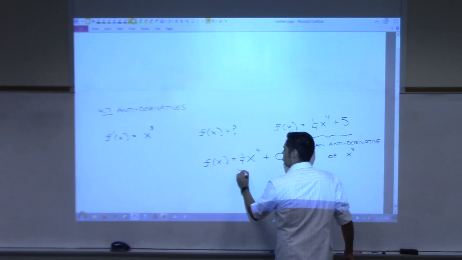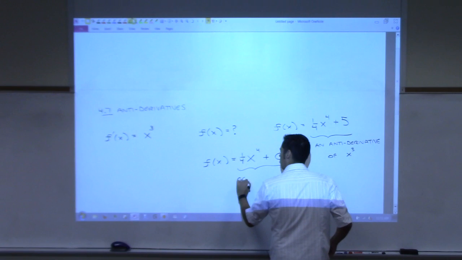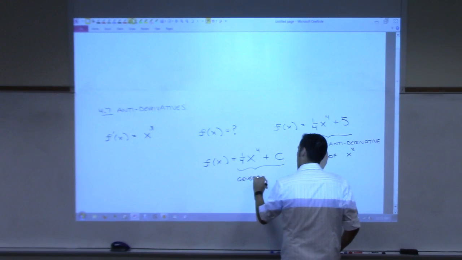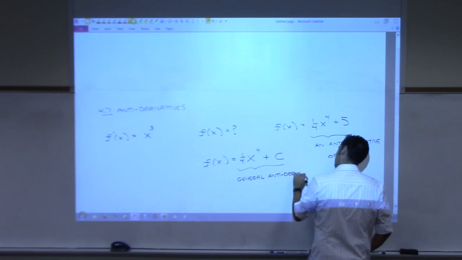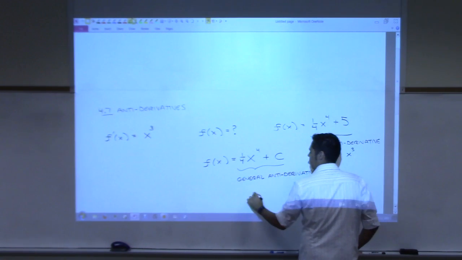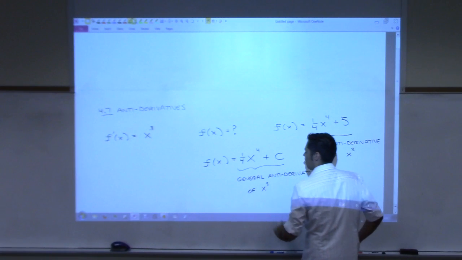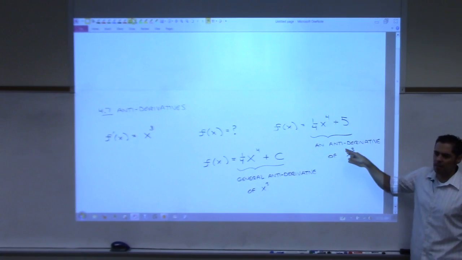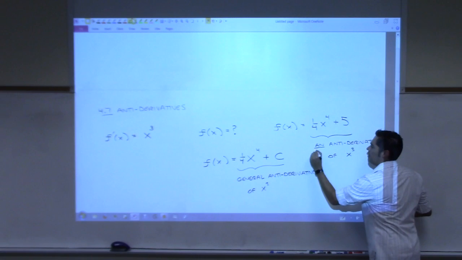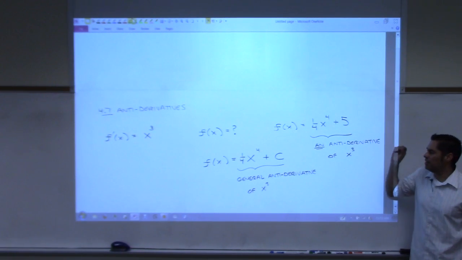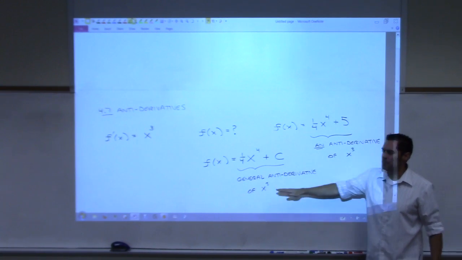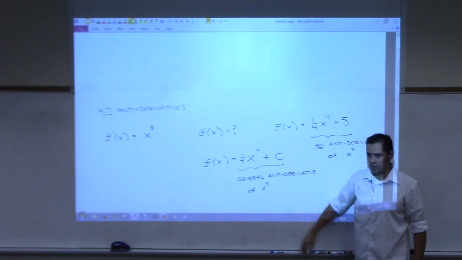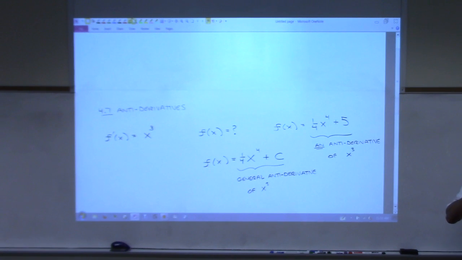This is called the general antiderivative of x cubed. Right? This is a specific, this is an antiderivative. It is a specific one, but it's not the only one. This is the general antiderivative of x cubed. Got it? Let's try something else.